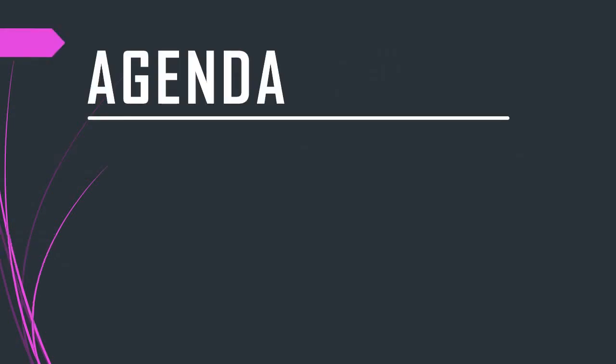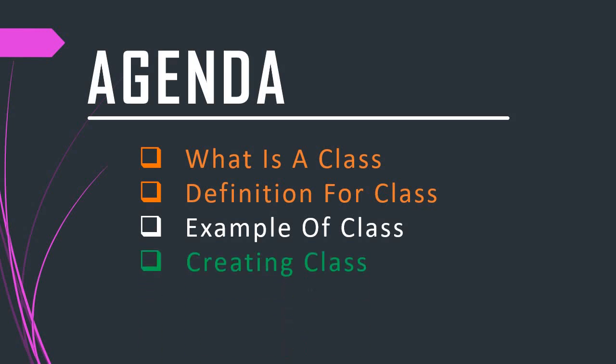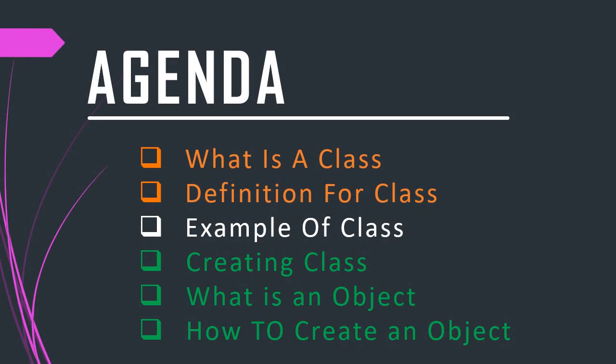First of all, let's take a look at the agenda for today's discussion. First of all, we will be discussing what is a class. Then we will learn about the definition of a class. Then we will see some examples of class. Then we will learn how to create a class in Python. Then we will learn what is an object, how to work with that, and at last we will learn how to create an object.